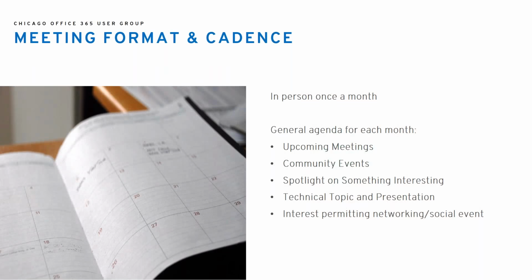So our format is we try to meet in person once a month. We have a meeting next month, which I'll announce in a minute, but we're going to skip December because of the holidays, and then we'll pick back up in January again. But other than that, we pretty regularly meet every single month. For each meeting, we talk about upcoming meetings and community events that are coming up, and then I also like to spotlight a couple things on something interesting each month. And then our technical topic is the main presentation for each month.